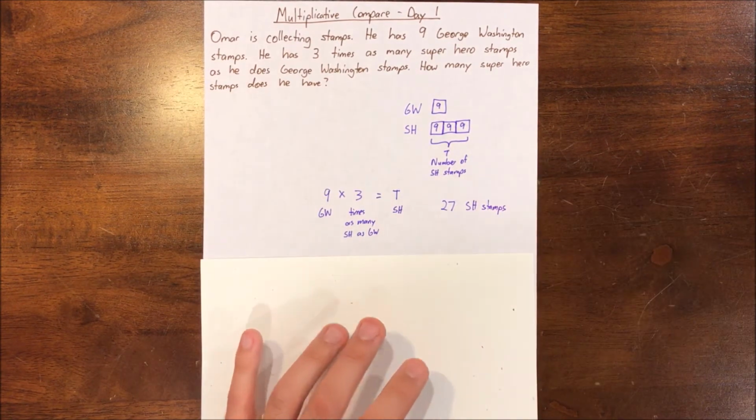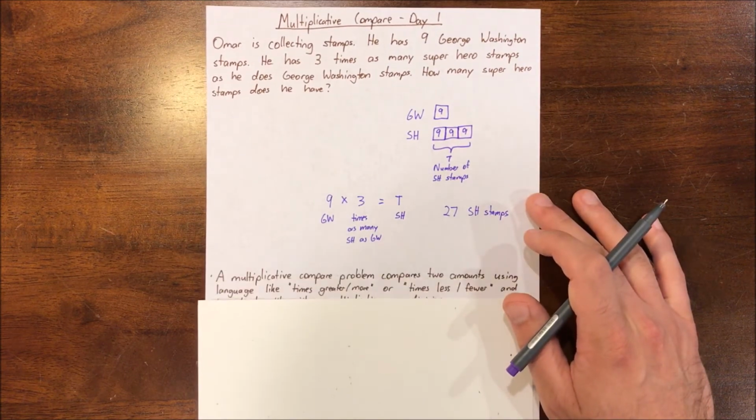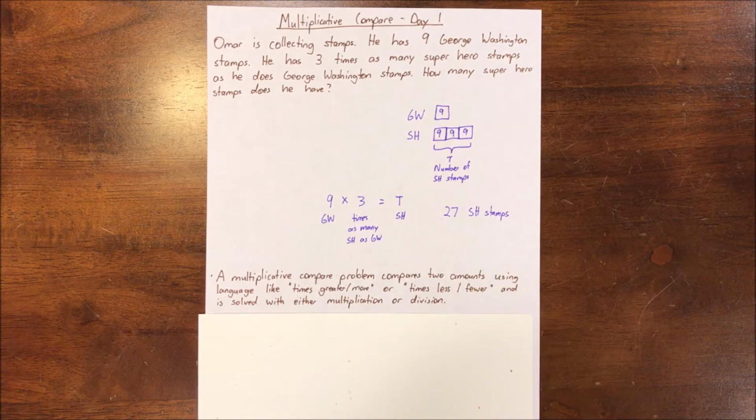That's right. So this type of problem is called a multiplicative comparison problem. How is it different from other comparison problems that you've solved in other grades? Say it out loud. Yeah, here we have to multiply. We were comparing times greater instead of just greater or less. So a multiplicative compare problem compares 2 amounts using language like times greater or more, or times less or fewer. And it can be solved with either multiplication or division.